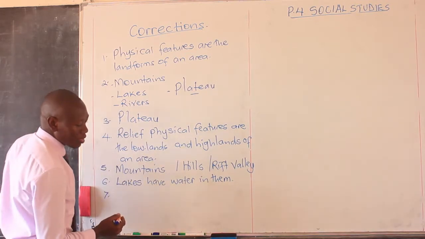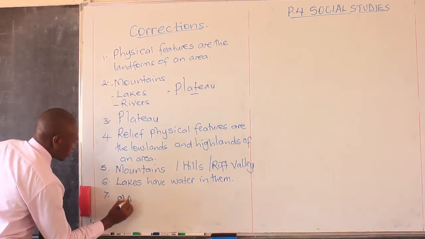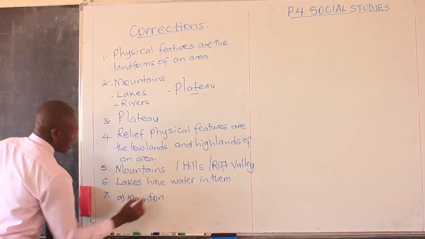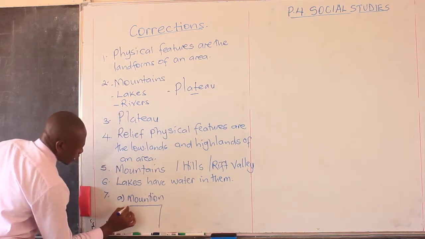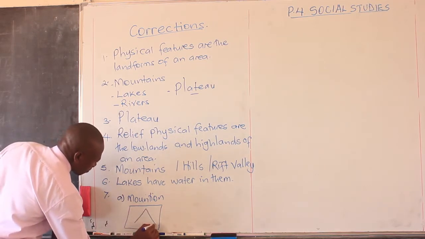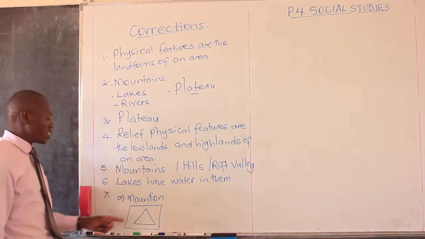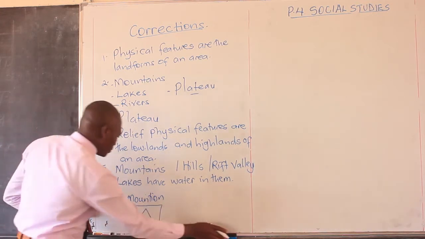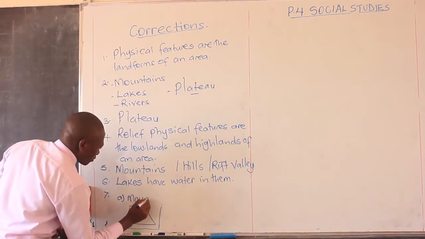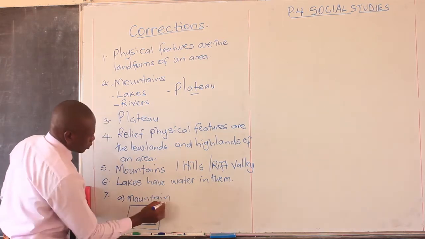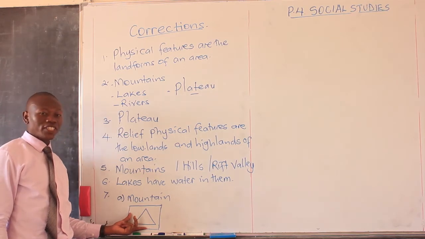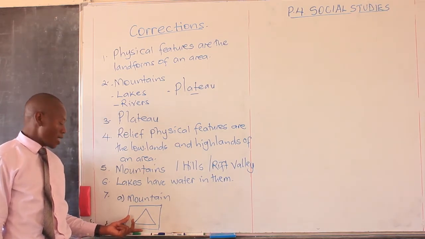Then lastly, number seven is draw map symbols to represent the following. A mountain. So here our illustration is going to be a triangle like that, which is not shaded. So here we say it's going to be a triangle without shading it. When you shade, the symbol becomes a mountain peak.